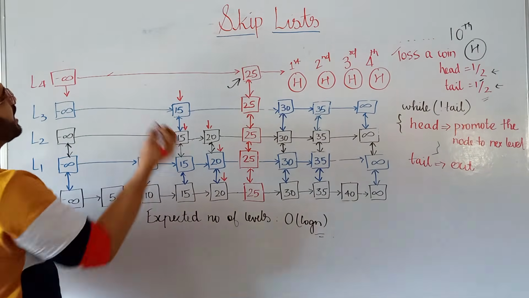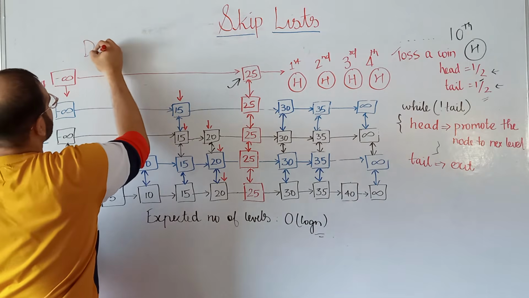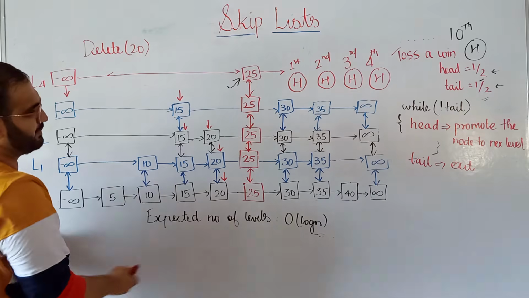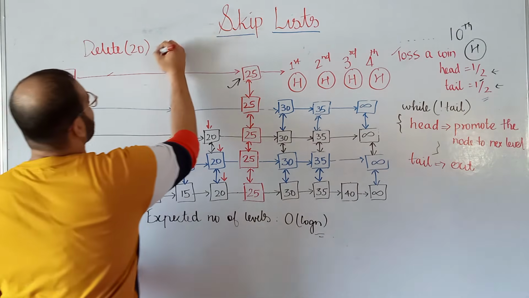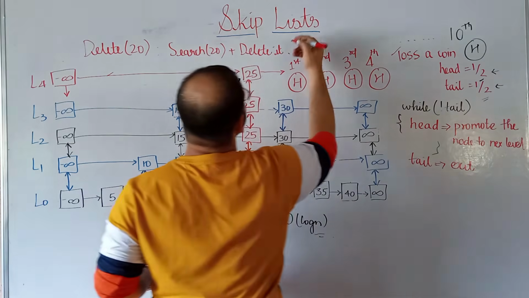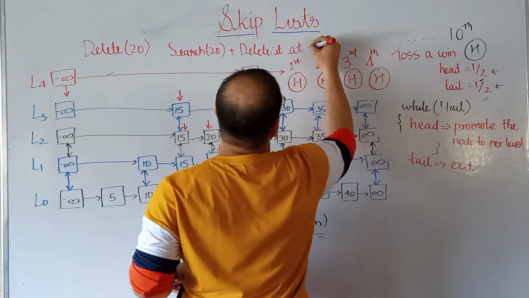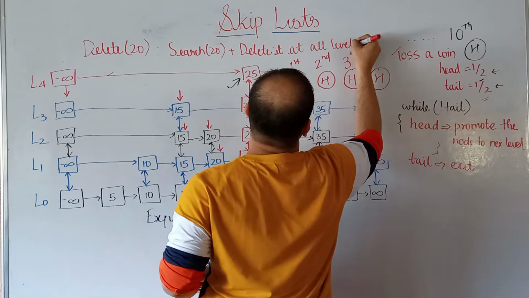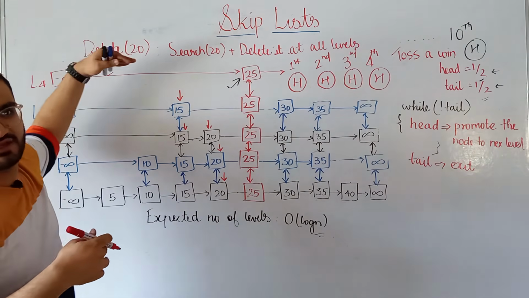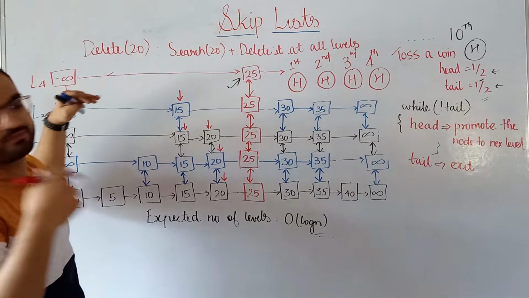Now let us see how to perform the delete operation. Suppose I want to delete the node 20 from the skip list. So again I'll search for 20, and then I will delete it at all levels, because it is possible that node 20 could be on more than one level. So I delete all the occurrences.